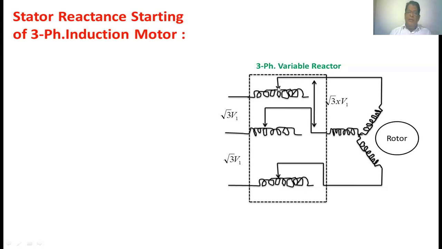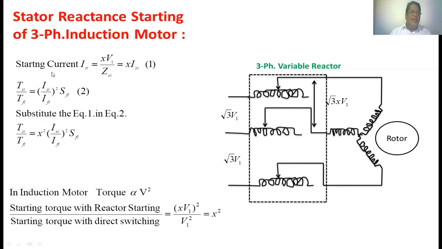Suppose if this variable point is at the beginning at the time of starting, then X becomes 1. At the ending of the reactor, the X value becomes 0.8 to 0.9, so that it will apply a smaller amount of voltage to the stator winding of the induction motor.